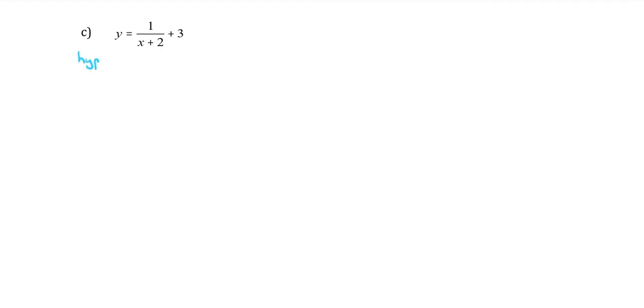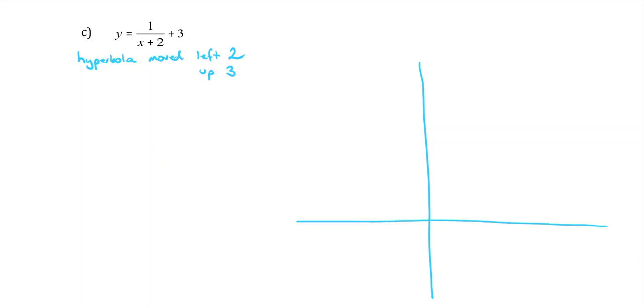So our hyperbola has been moved. The x plus 2 on the bottom means it's going to move to the left 2 spots. The plus 3 on the end means it's going to move up 3. And the best way to visualize that is to move your asymptotes. So drawing up my Cartesian plane, I have a few values on here to work with.